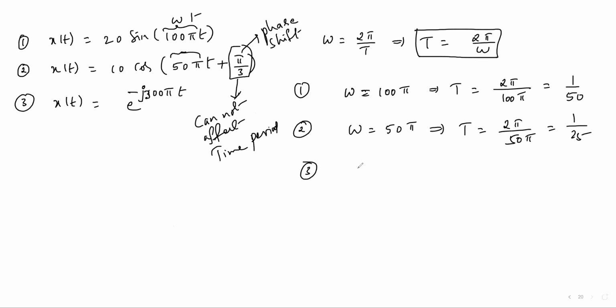For the third one, the omega value here, j omega t, is 300 pi, not a problem. Time period is equal to 2 pi by 300 pi, which is 1 by 150. Like that, you can calculate the time period of fundamental signals. But while calculating the time period of a discrete time signal, you have to see one point here. I'm going to the next page.